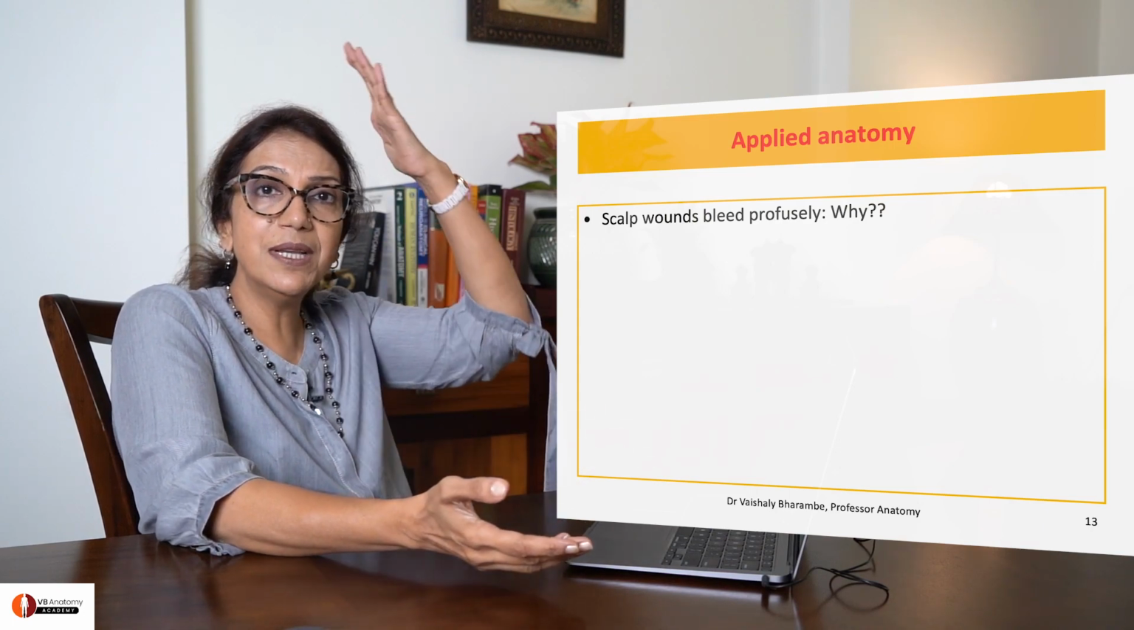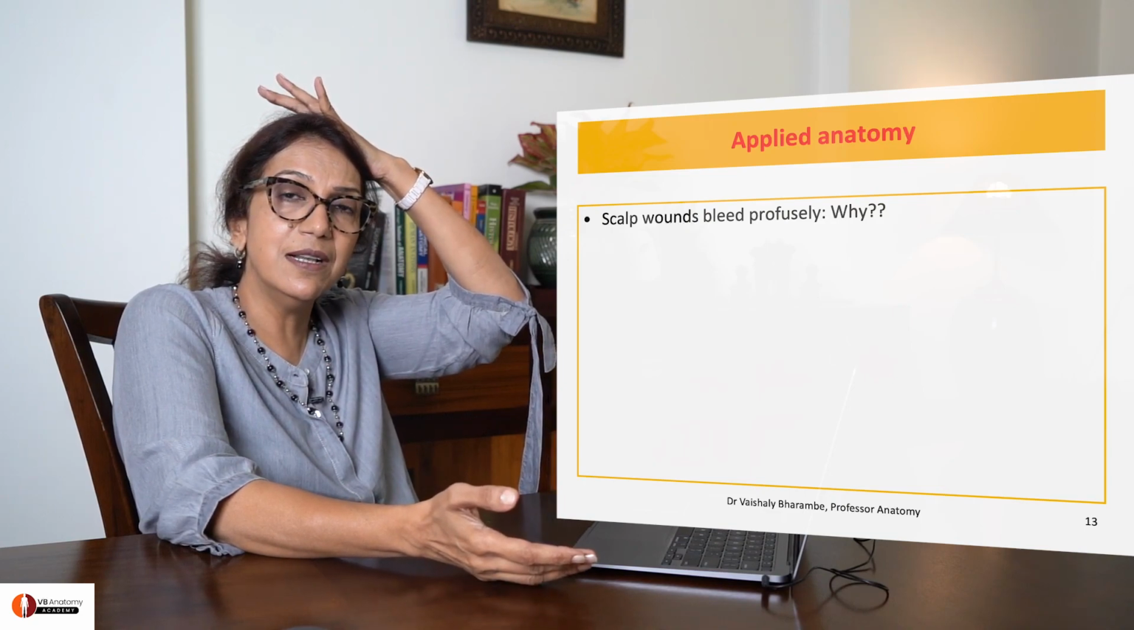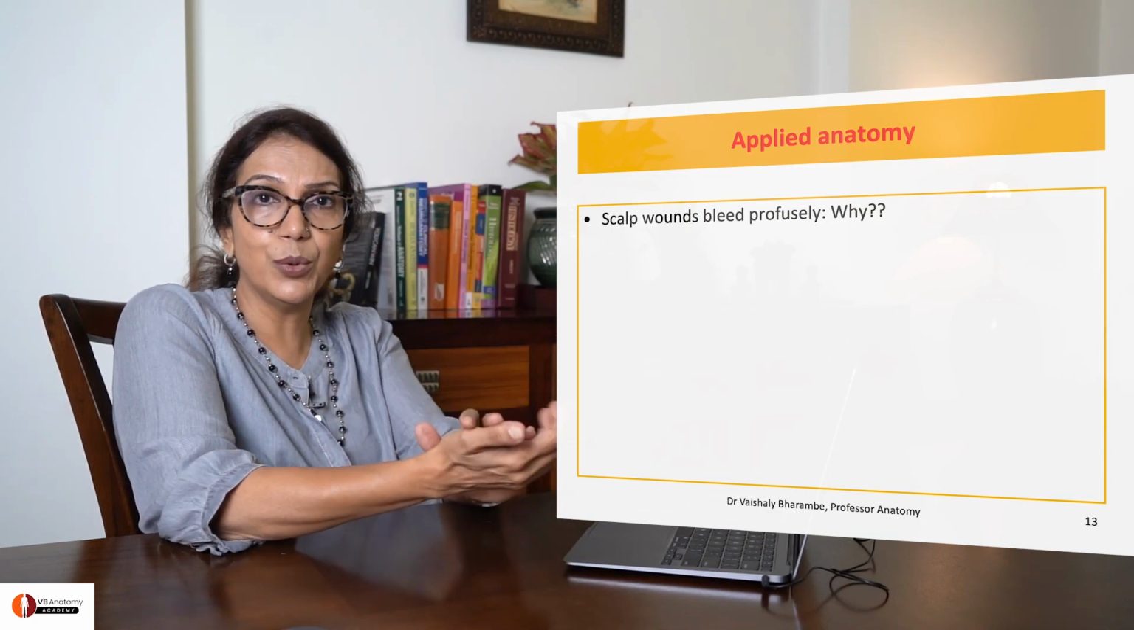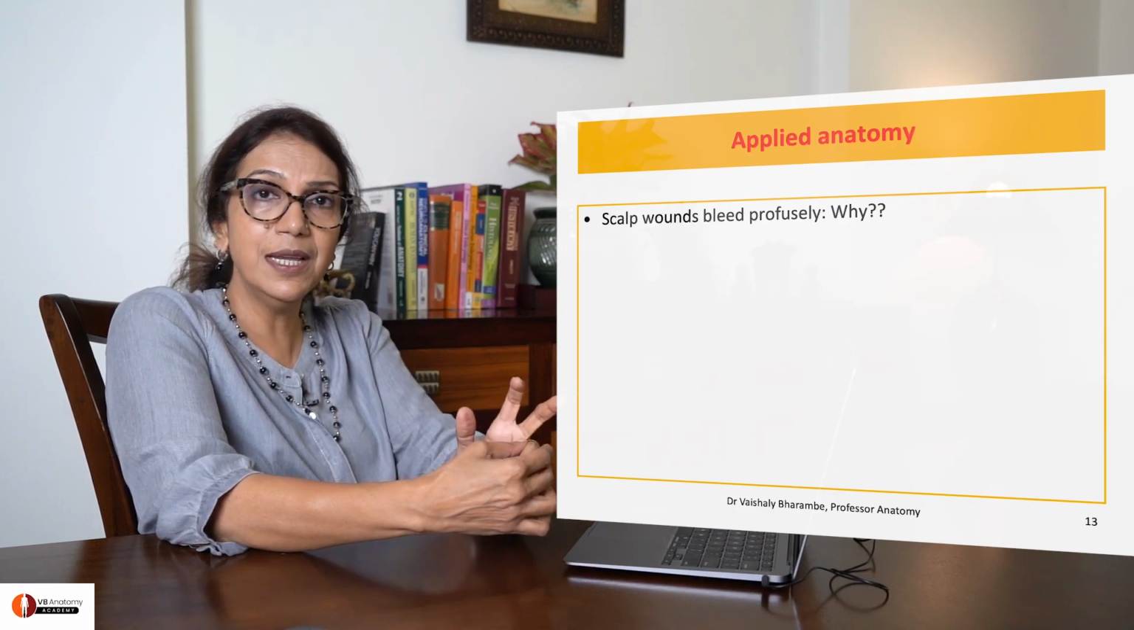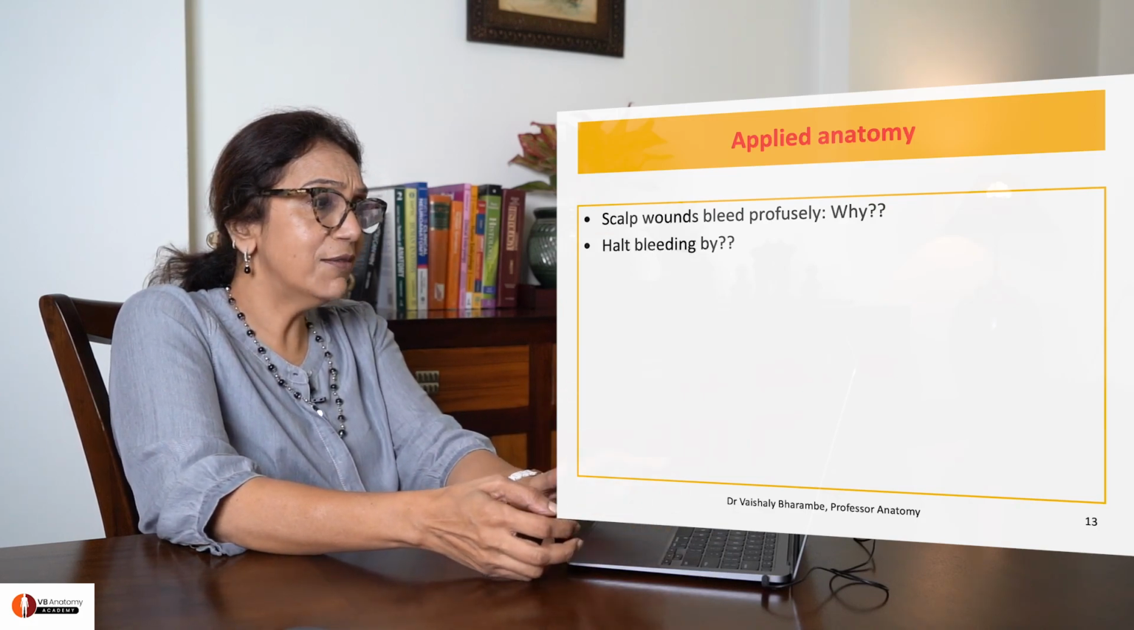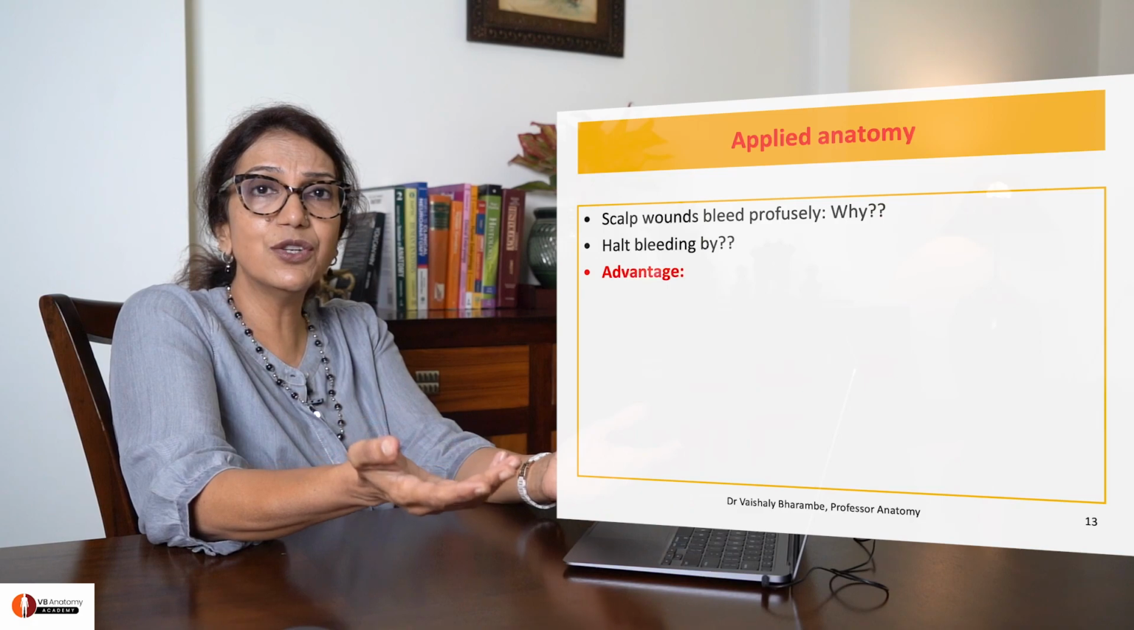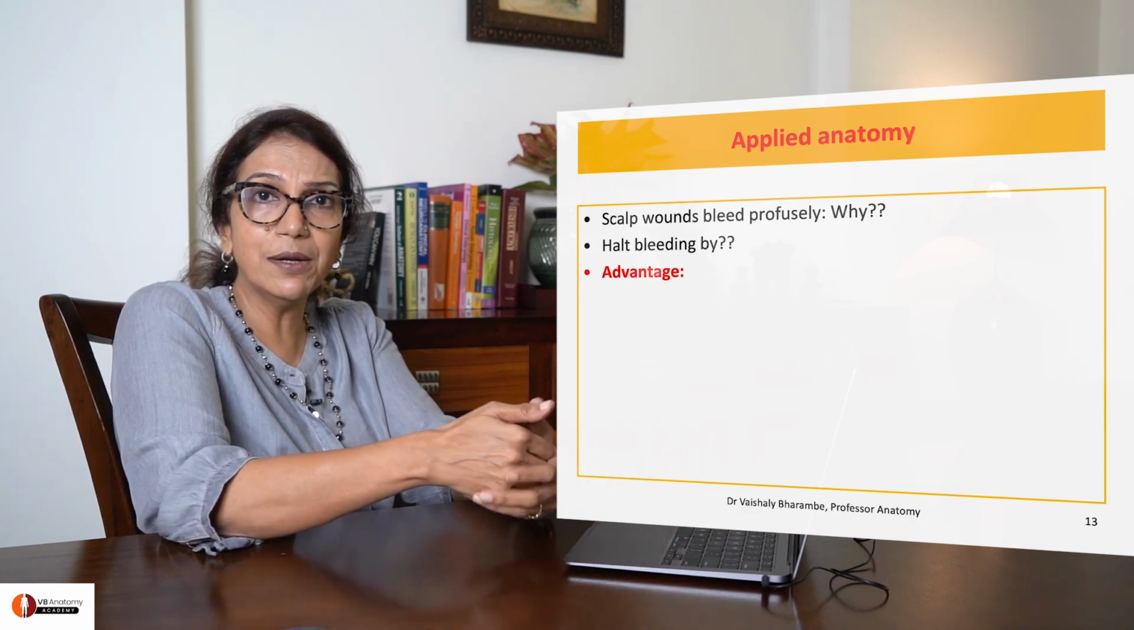We can stop it by just compressing the blood vessel against the underlying skull bone. That's a good way of halting the hemorrhage. Does it have any advantages? Why has nature given it such a dense network of blood vessels?